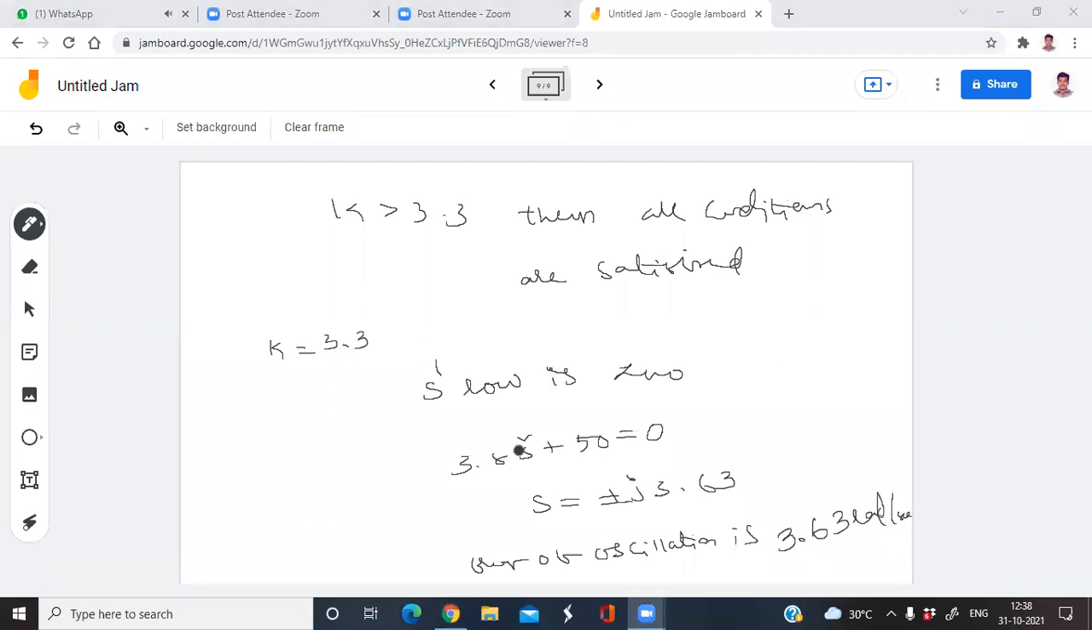Actually, I want to get s equal to plus or minus j omega. For that reason only, I substitute k equal to 3.3 and write the auxiliary equation. From the auxiliary equation, s is equal to plus or minus j 3.63, and finally the answer is 3.63 radians per second, which is the frequency of oscillation.